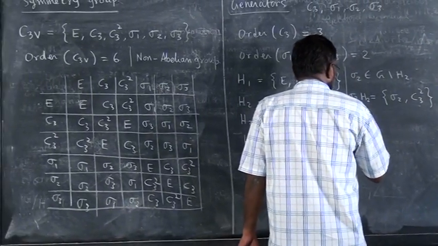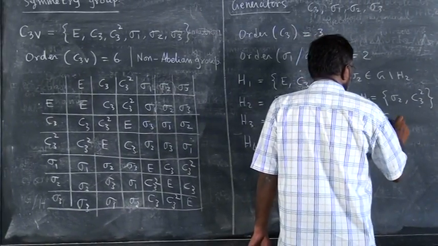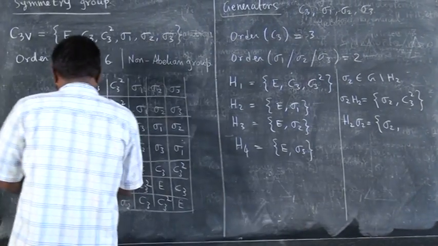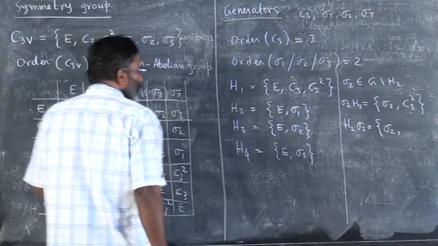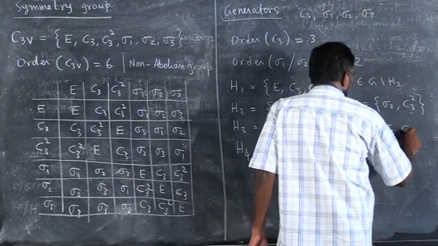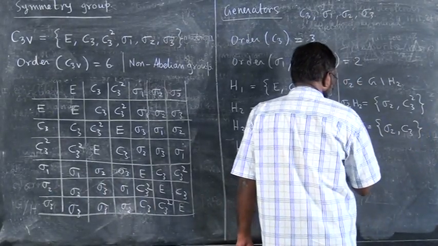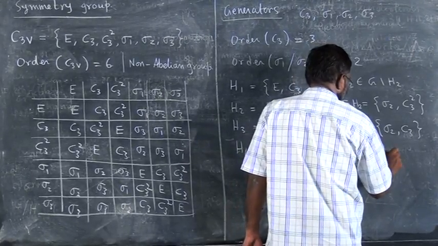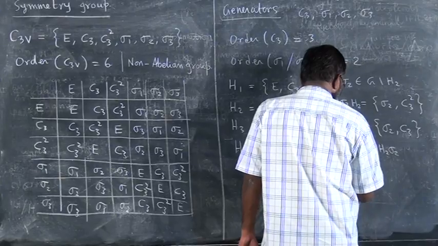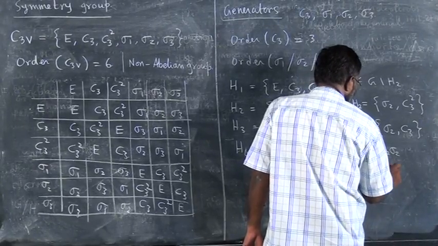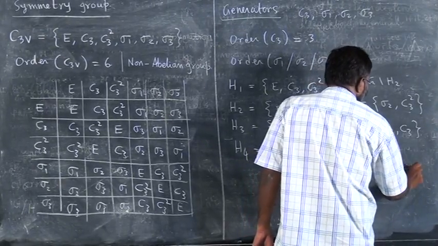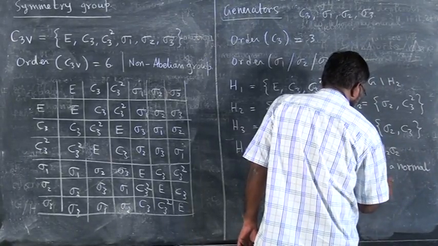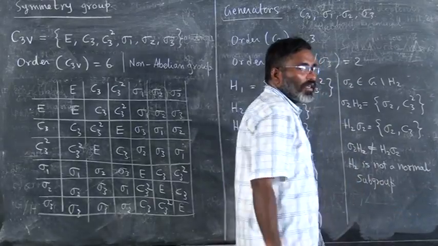Now ask what is the right coset? H2 sigma 2 is sigma 2, sigma 1 sigma 2. Sigma 1 sigma 2 is C3. So these two are not the same. So sigma 2 H2 is not equal to H2 sigma 2. So H2 is not a normal subgroup.